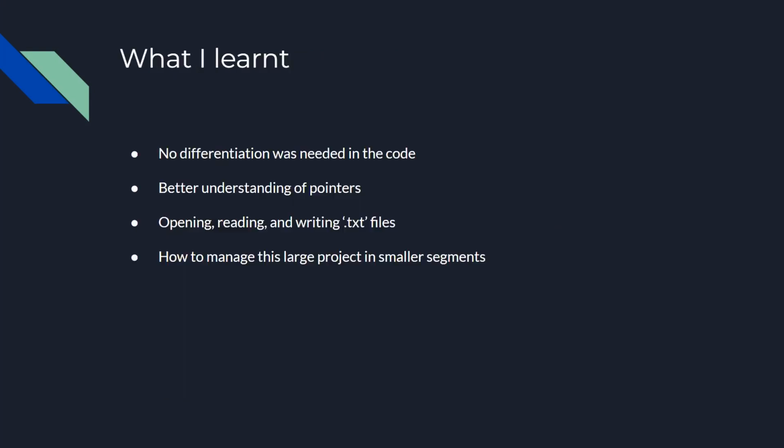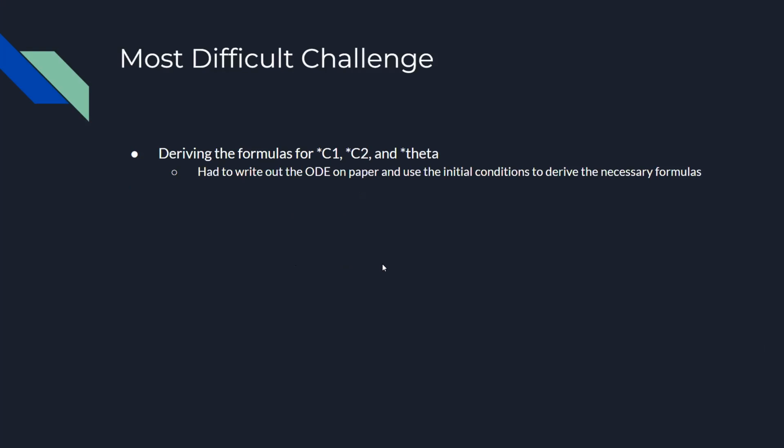So what I learned is that no differentiation was needed in the code. It was a simple formula to find C1 and C2. I had a better understanding of pointers because I was not really too sure about them, but after doing this project, I am more confident in my ability. Also, I learned how to better open, read, and write text files, as well as manage this large project into smaller segments. My most difficult challenge was to derive the formulas for C1, C2, and theta, where I had to write out the ODE on paper and use the initial conditions to derive the necessary formulas.